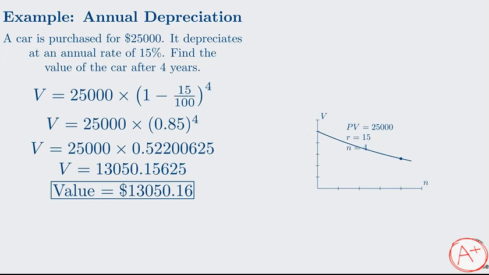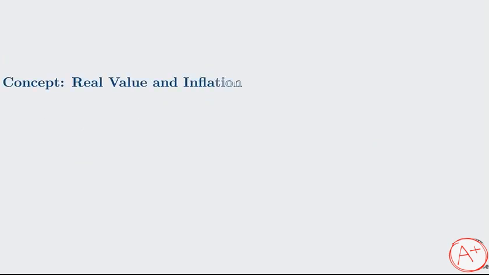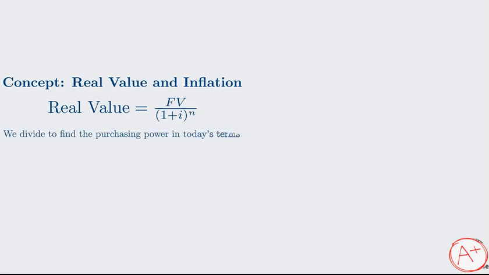The nominal value of an investment tells us how much money we have, but it doesn't account for the loss of purchasing power over time. This is where inflation comes in. To find the real value, we deflate the future value using the annual inflation rate, represented as I in decimal form. Think of this as the inverse of compound interest. We are dividing to see what that future amount is worth in today's prices.